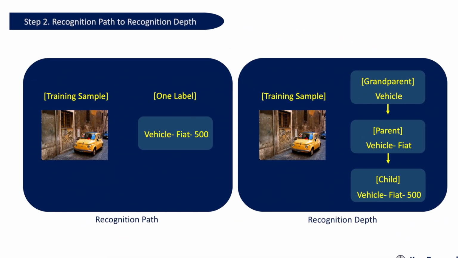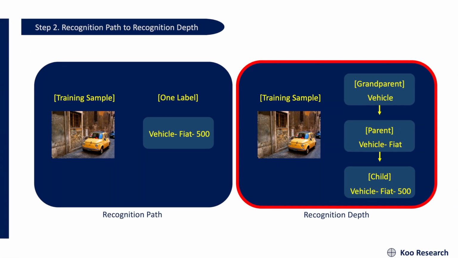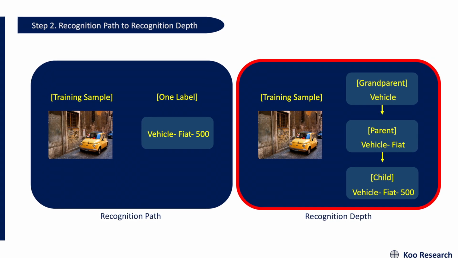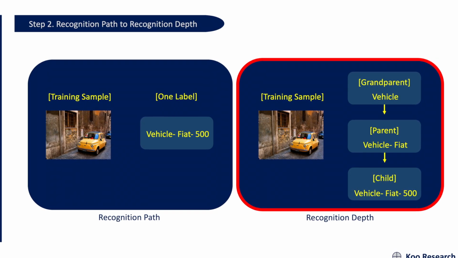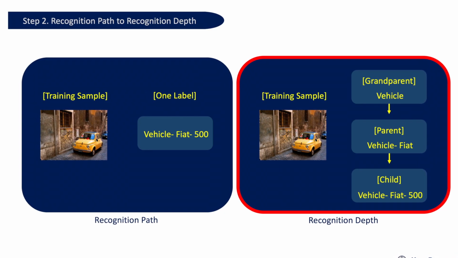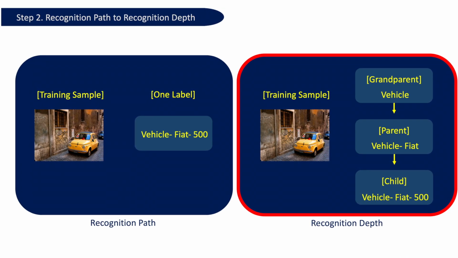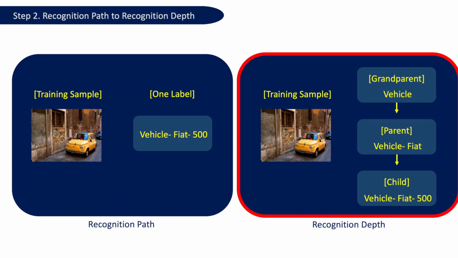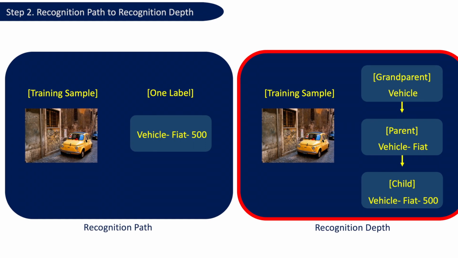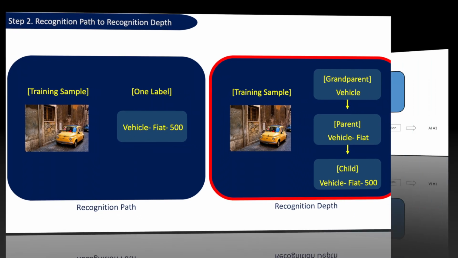Step 2. Recognition path to recognition depth. I establish recognition depth using a hierarchical structure with 3 levels of labels. The figure illustrates how the recognition path transitions from a one-to-one to a one-to-many mapping when employing 3-level labels for the same sample, offering a diverse approach to object recognition. Higher-level labels encompass lower-level labels, resulting in broader recognition scopes and mapping more samples. Thus, the gradual recognition from grandparent to parent and child levels, as depicted in the figure, is vital.